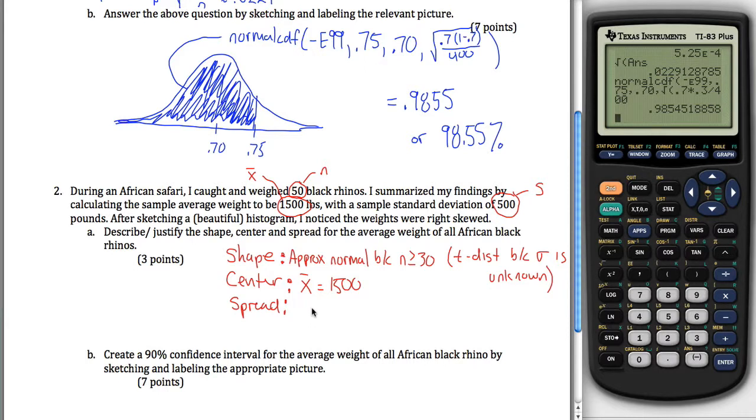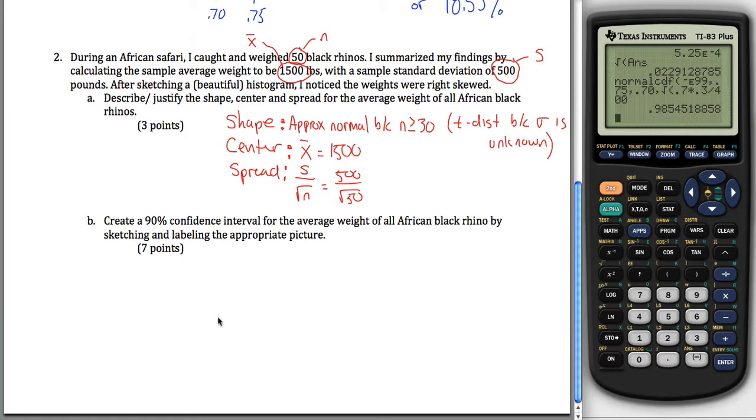And the spread, well, we don't know sigma, so we'll use S as its approximation, sample standard deviation. However, because I'm talking about the spread of a sampling distribution, I want S over the square root of N. So I want 500 divided by the square root of 50. That's my spread. Create a 90% confidence interval by sketching and labeling the appropriate picture. Now that I know shape, center, and spread, I can draw something that's approximately normal. I can put the center here as 1,500. Then I can go into my calculator.